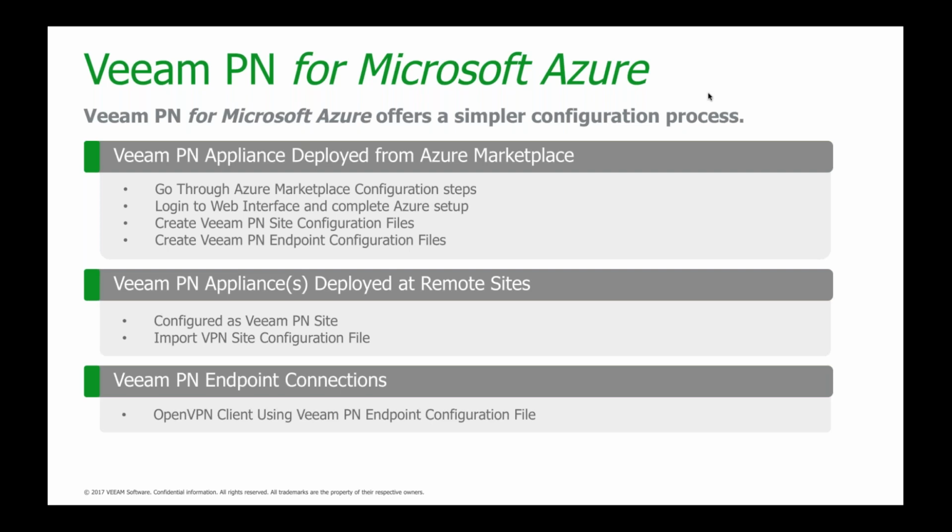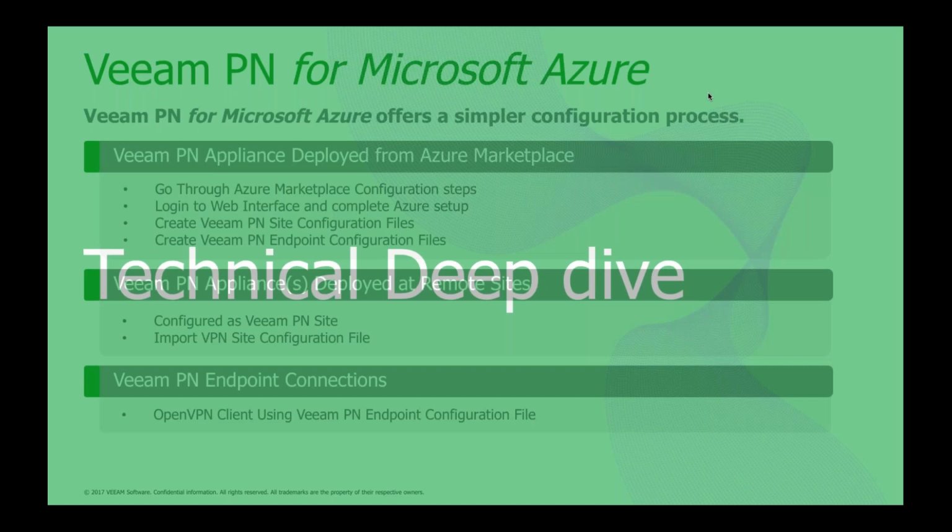On those on-premises locations or remote sites, you deploy the Veeam PN appliances as a site gateway. You then import the Veeam PN site configuration files generated from the hub, and that's all you need to do. Within a couple of seconds, it'll connect. And if you're using an endpoint connection, again, all you do is import that configuration file into the OpenVPN client, and it'll do all the work for you.